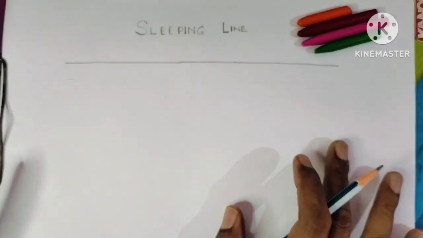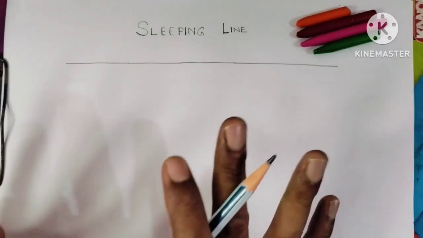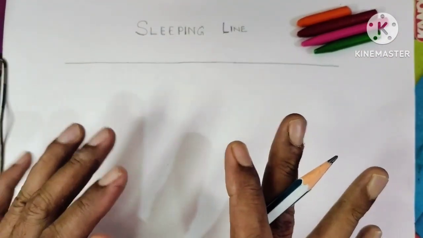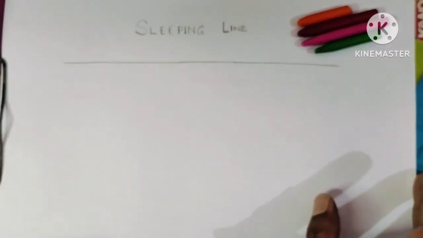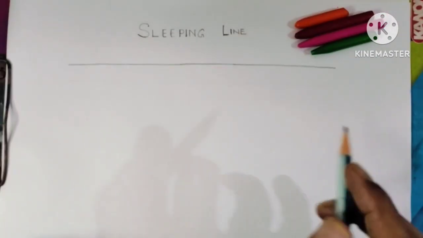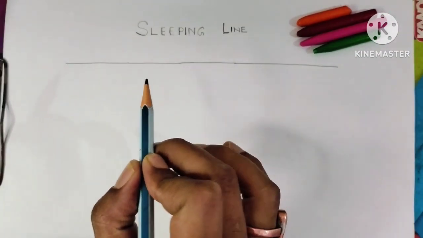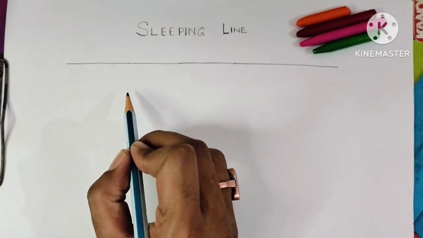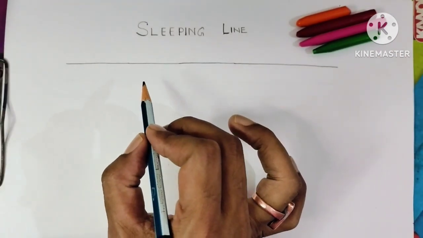Hello children. So today we are going to learn slipping line. Okay, step by step we are going to learn. Ready children? Take out your pencil and a page, rough page. Okay children, we are going to make slipping line without using scale. Ready children? Yes. So hold your pencil lightly like this.